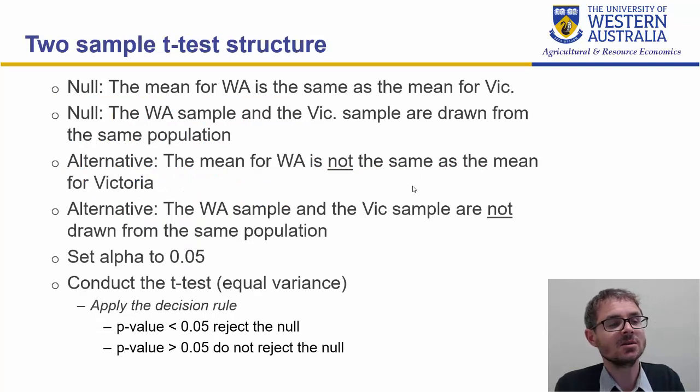What's our null and our alternate? The null for the t-test is that the means are the same. The alternate is that the means are not the same. I've given you a few ideas on how you could express these. I'm pretty relaxed as long as it's clear in this sort of setup. Apply the p-value decision rule.